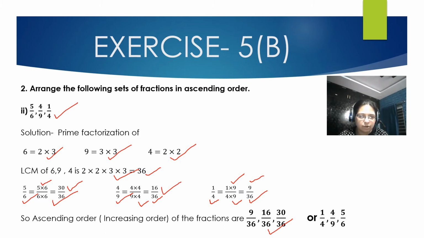So 1 divided by 4. Then 16 divided by 36 is equivalent to 4 divided by 9. So 4 divided by 9. Write down 4 divided by 9. Then 30 divided by 36 is the equivalent fraction of 5 divided by 6. So the ascending order of the fractions is 1 divided by 4, 4 divided by 9, and 5 divided by 6.